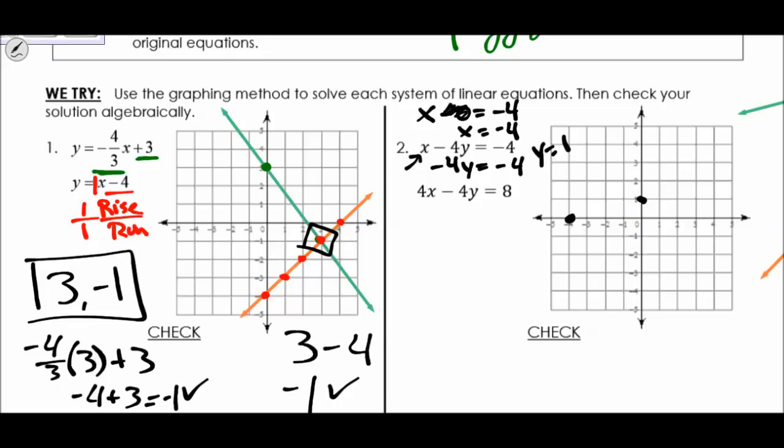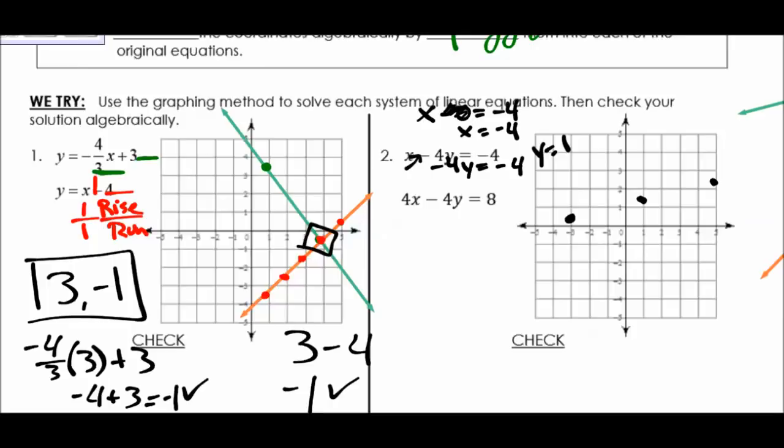I can graph a third one if I really wanted to. I can see my slope is going up 1 over 4. So I know that's going to be the third point on there. Now, I'll connect those dots now. Oops.